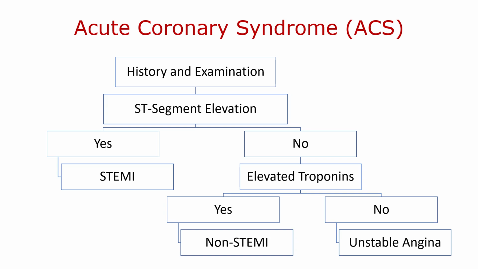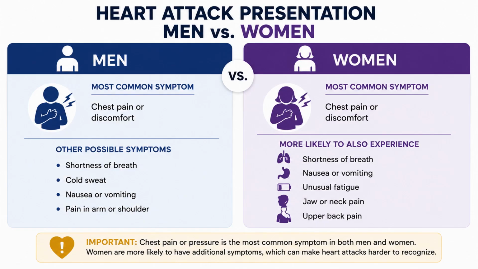If troponin levels remain normal, the diagnosis is unstable angina, meaning myocardial ischemia is present without irreversible myocardial injury. In summary, STEMI is identified by ST segment elevation, non-STEMI by elevated troponins without ST segment elevation, and unstable angina by ischemia without ST segment elevation or elevated troponins. So, how can acute coronary syndrome present?